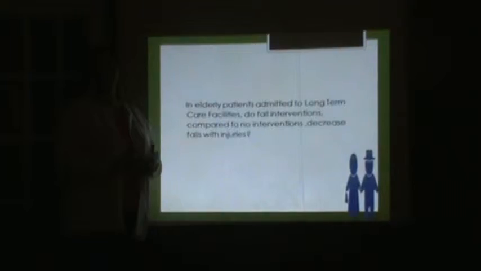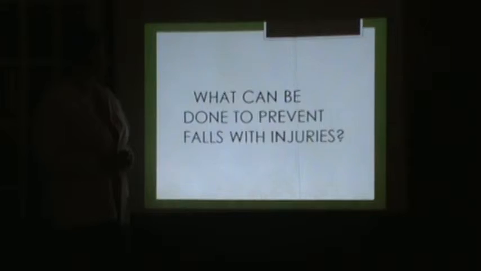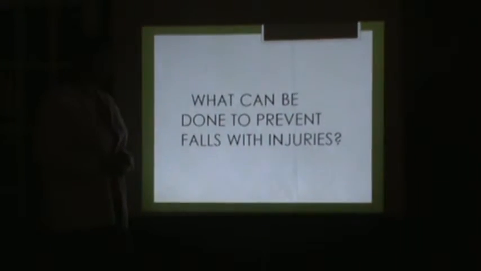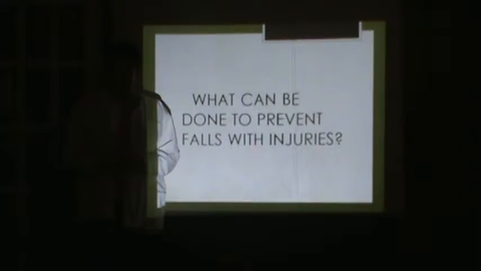Meaning, if I assess my patient and see where they're weak, and I put an intervention in place, will that help the patient if she does fall? If he or she falls, would that decrease the falls with injuries? What can be done to prevent falls with injuries? There are many things that can be done to prevent falls with injuries.